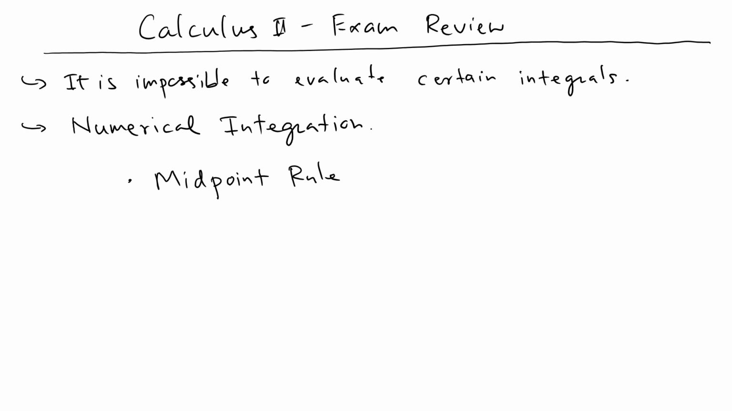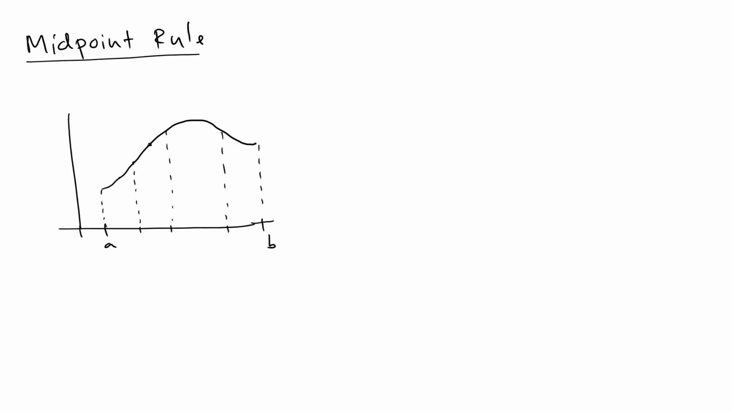The first one is what we call the midpoint rule. That means we can approximate the functions at the midpoints. And then the next one is what we call the trapezoidal rule, and then we also have the Simpson rule. So let's talk about them one by one. Let's start with the midpoint rule.